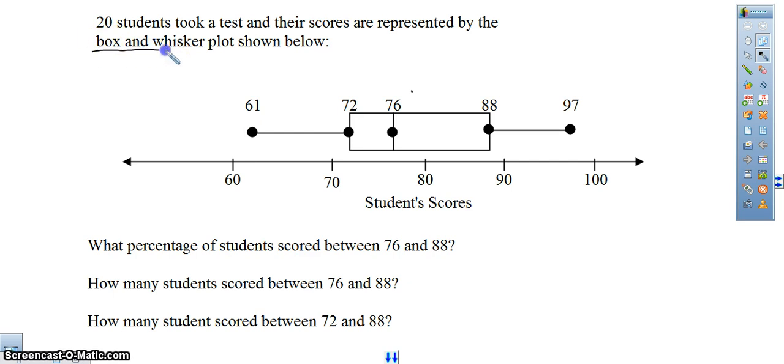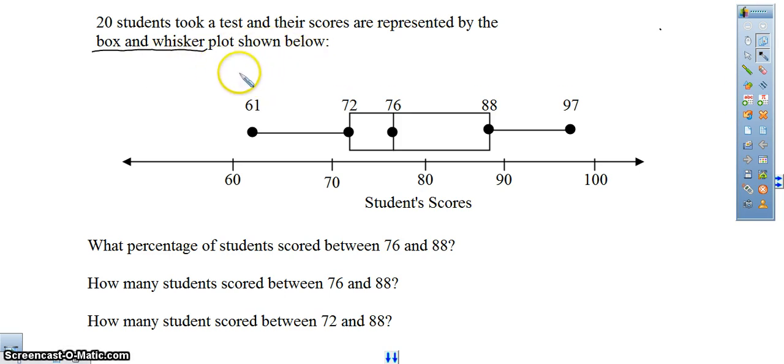Probably not a type of graph that you guys are used to seeing, but it is a way to display different kinds of data. In this case, they say 20 students took a test and their scores are represented by the box and whisker plot shown below.